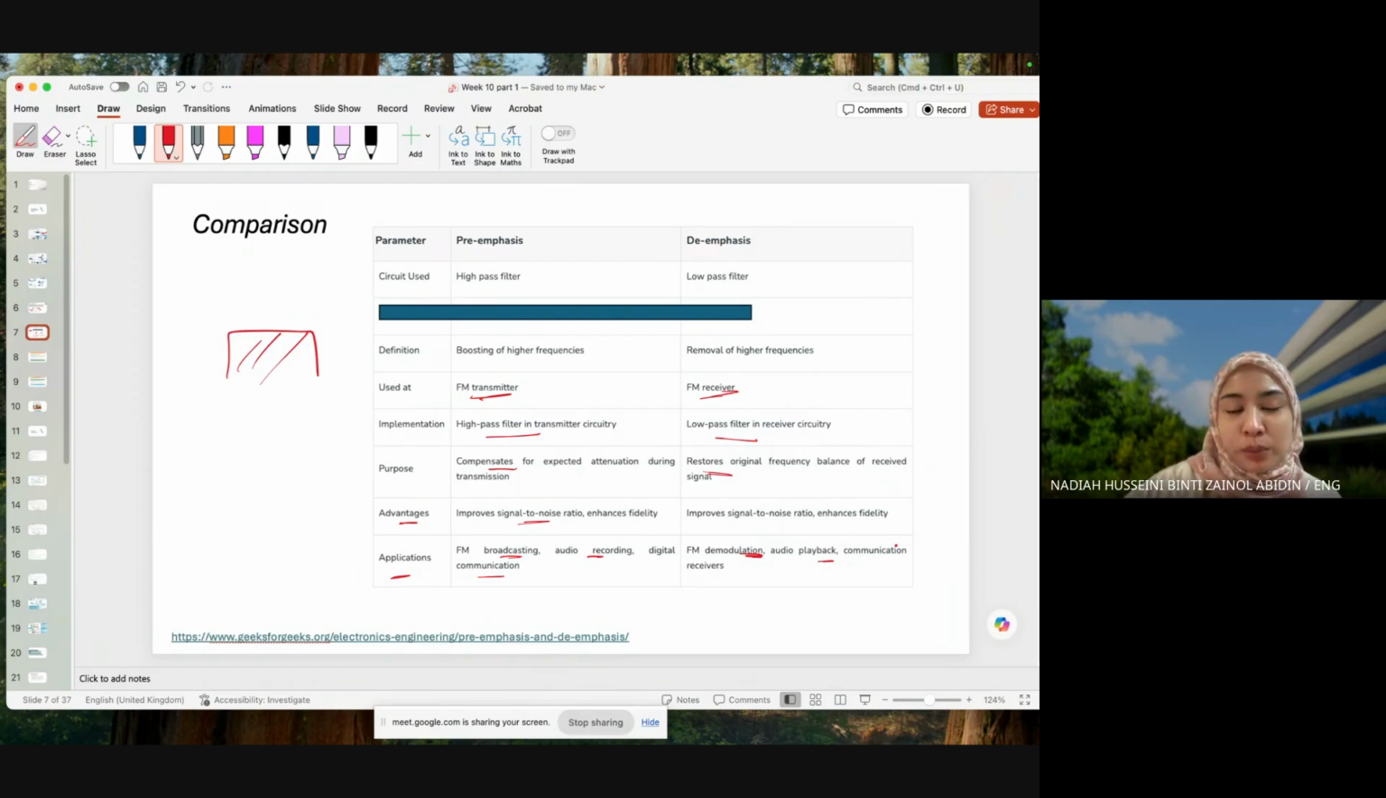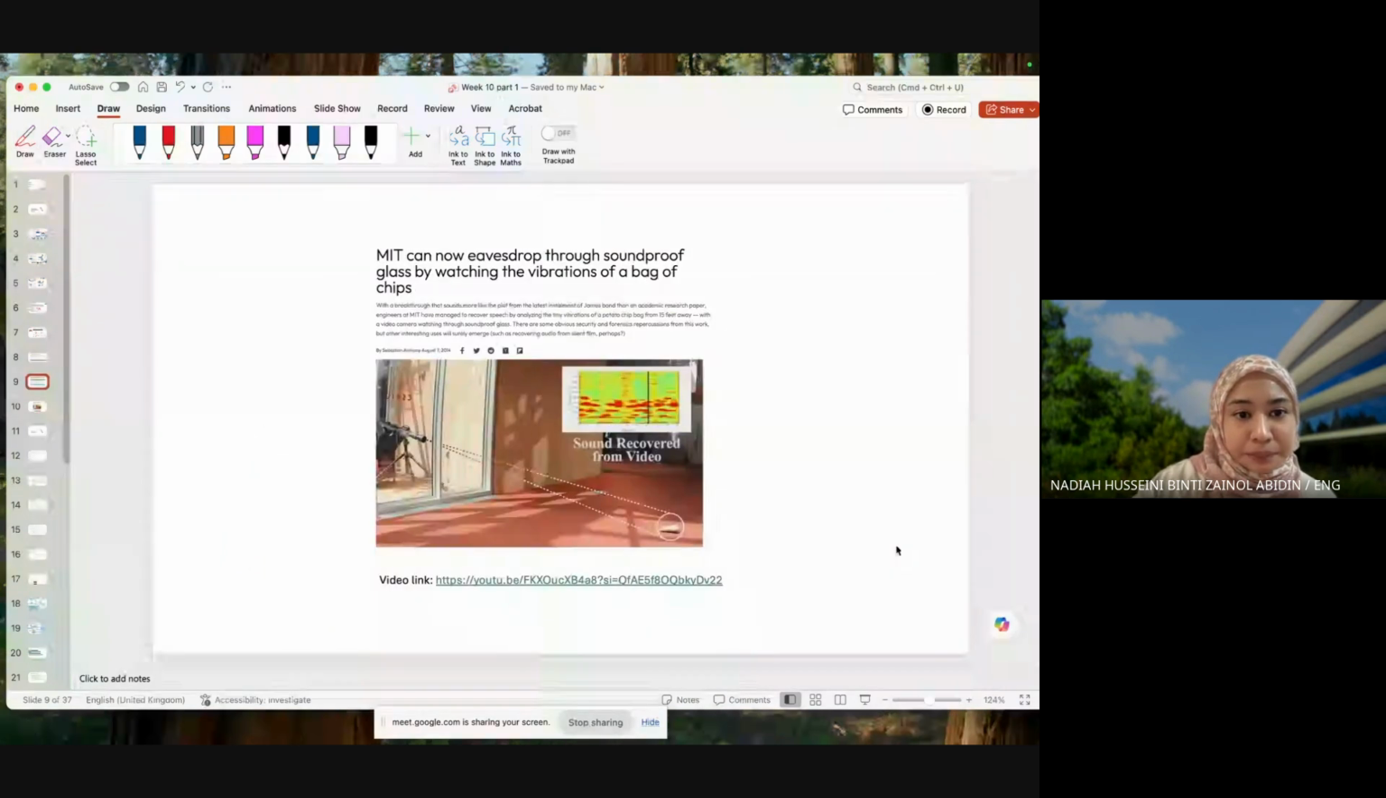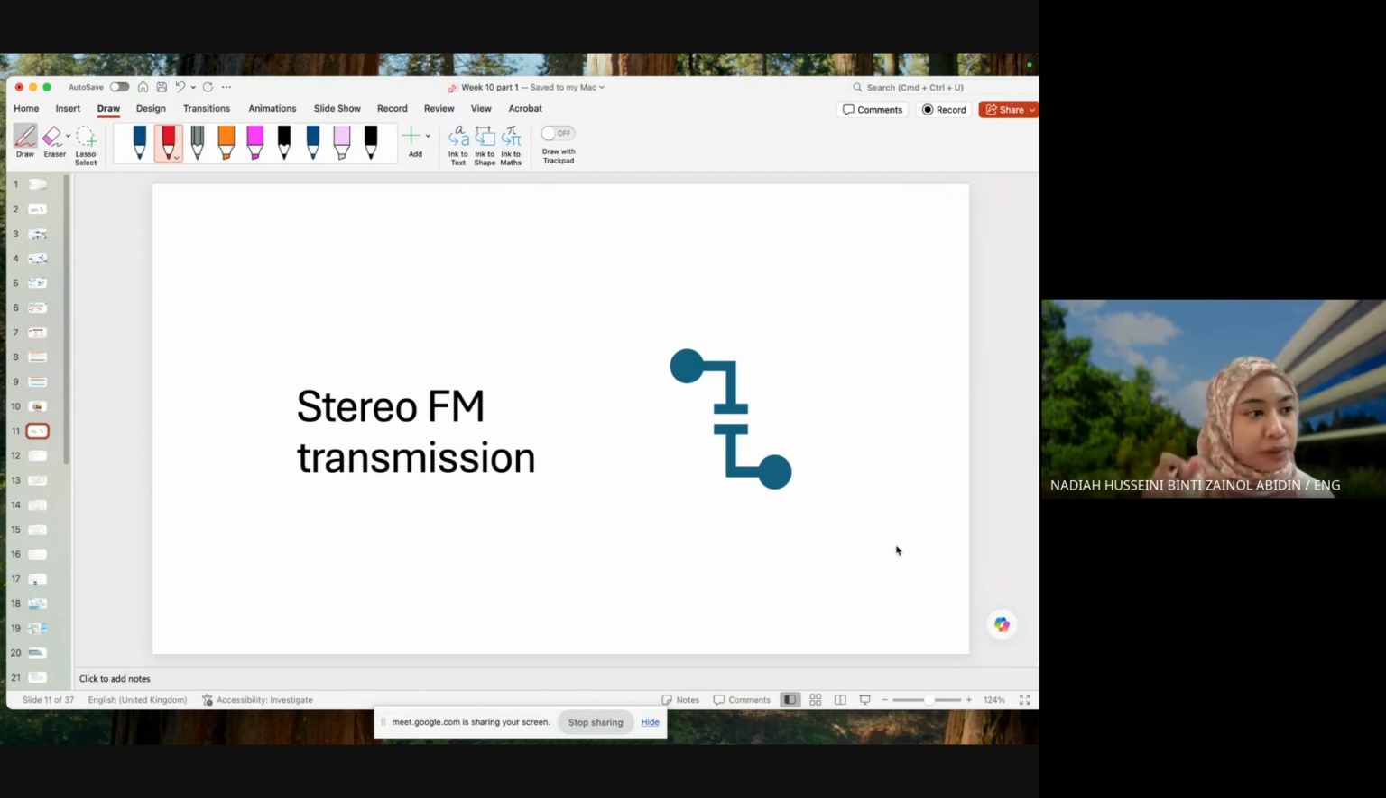Okay, this is what we have discussed so far. Any questions, you can read through this later. Any questions for me on pre-emphasis and de-emphasis?